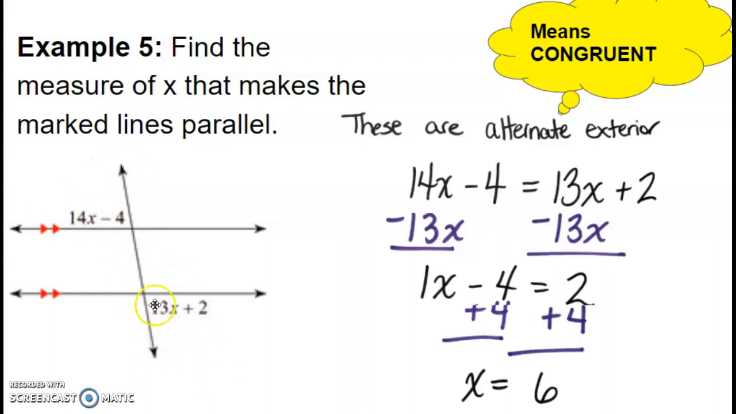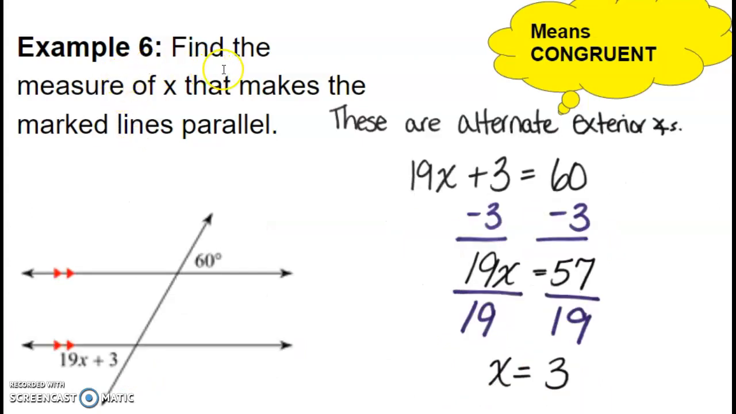Where are we relative to the transversal? We're on opposite sides of it. We're on alternate sides of the transversal, and we're on the exterior of the parallel lines. We have alternate exterior angles. These are congruent, so we can set these equal to each other. So we have 14x minus 4 equals 13x plus 2. Right? So now we have an equation we can solve again. Work that out, and we get x equals 6.